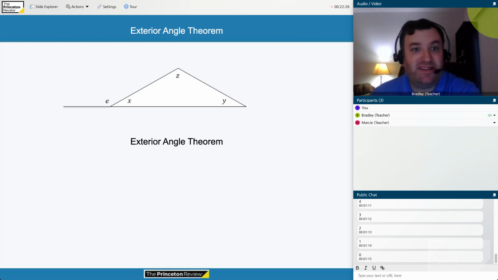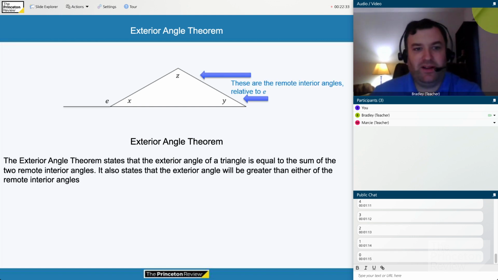Lastly, let's look at the exterior angle theorem, which just states that the exterior angle of a triangle is equal to the sum of the two remote interior angles. So the remote interior angles are just the angles that are not supplementary to the exterior angle. So they're not the interior angle that is related to the exterior angle that we were looking at.